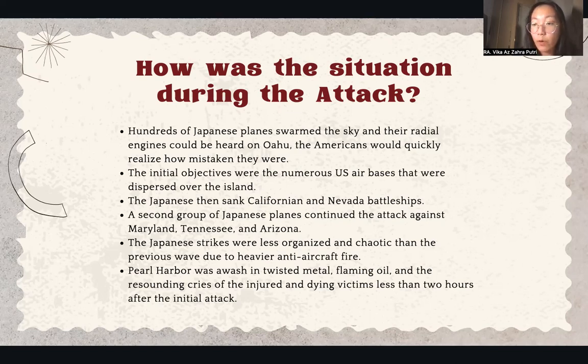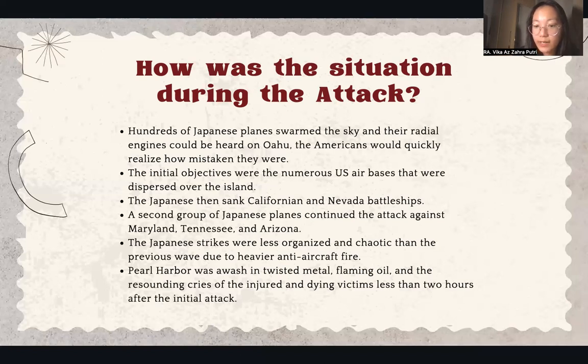When the Japanese dive bombers and fighters arrived, their initial objectives were the numerous U.S. air bases that were dispersed over the island to prevent potential reprisals. Then they sank the California and Nevada battleships. In addition, there were a lot of injured victims and men trapped below deck. And a second group of Japanese planes continued the attack from the southwest. Attacks were made against the Maryland, Tennessee, and Arizona.